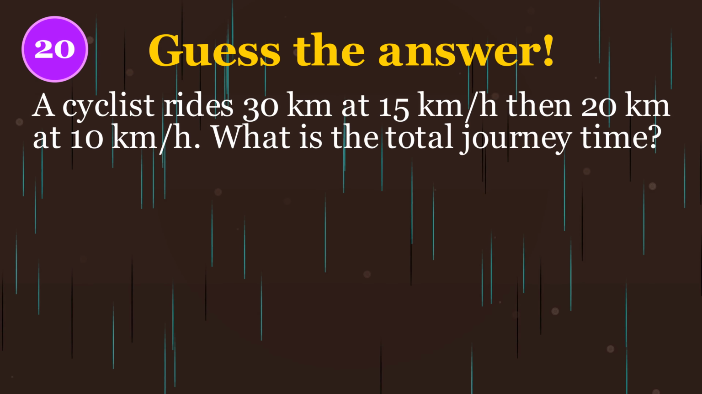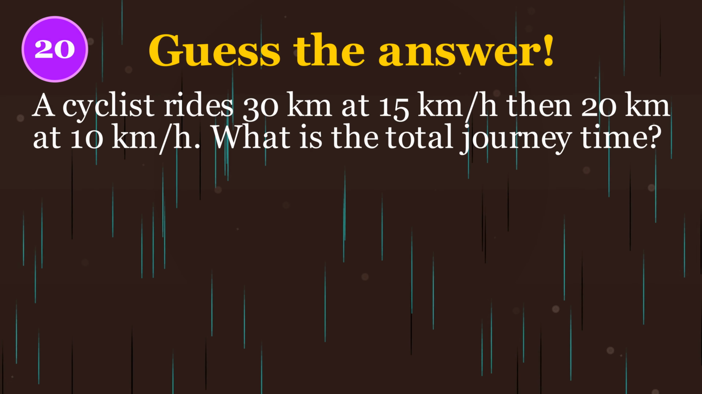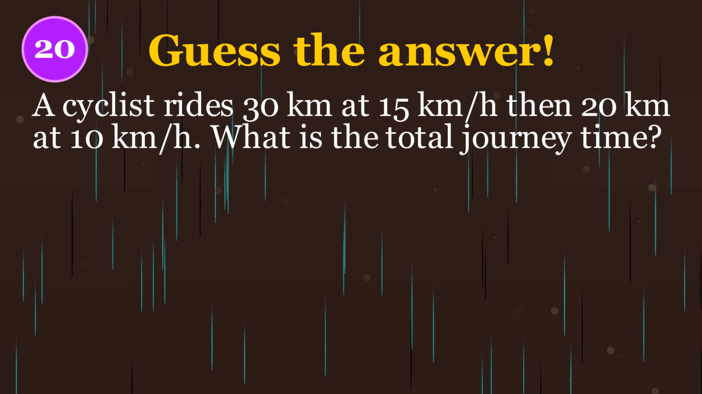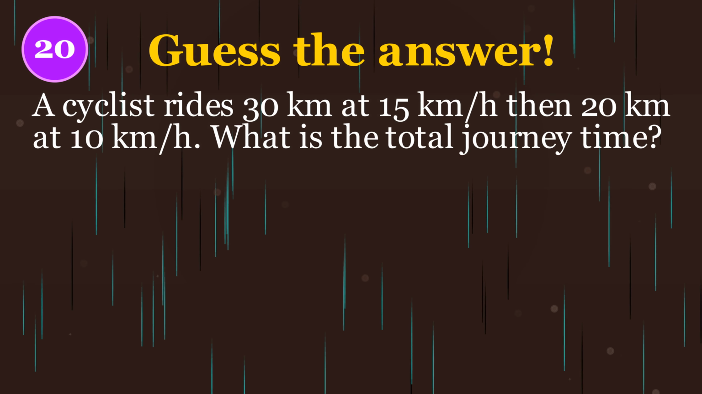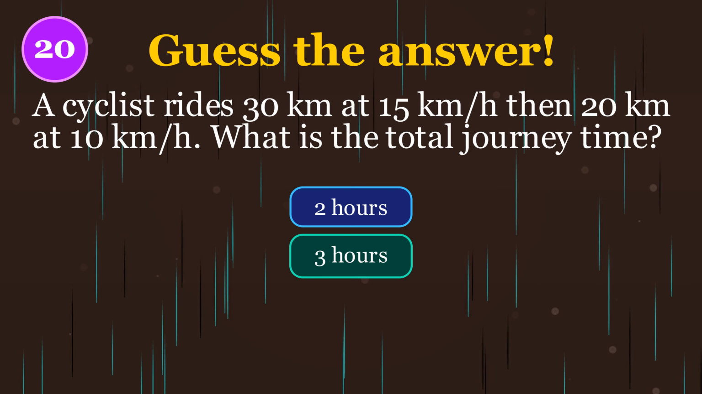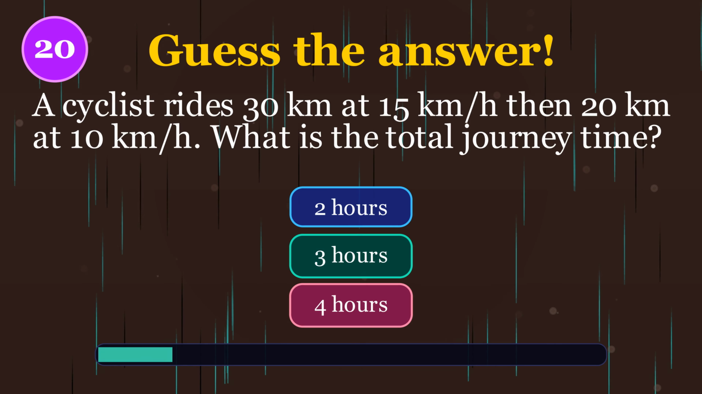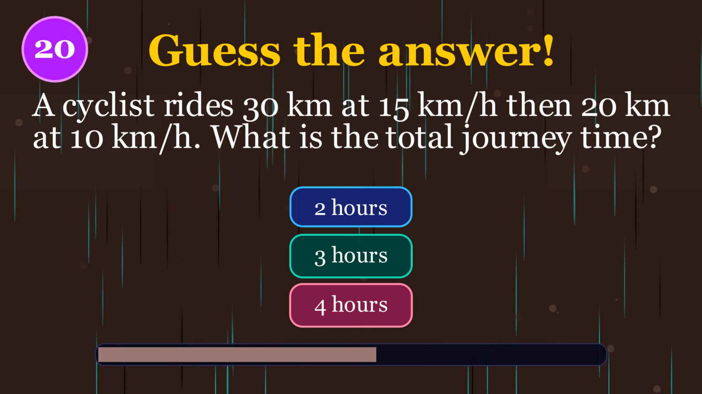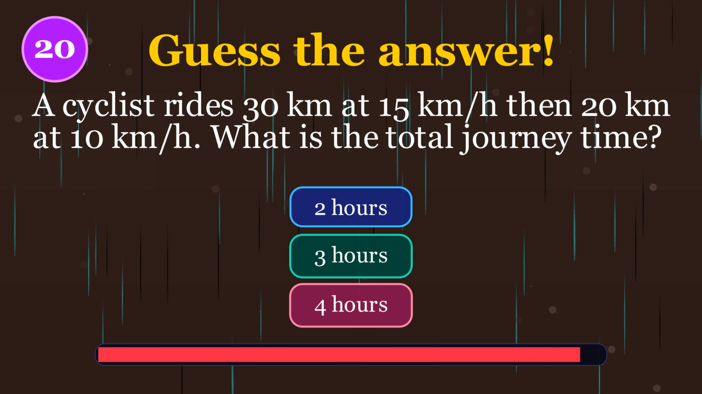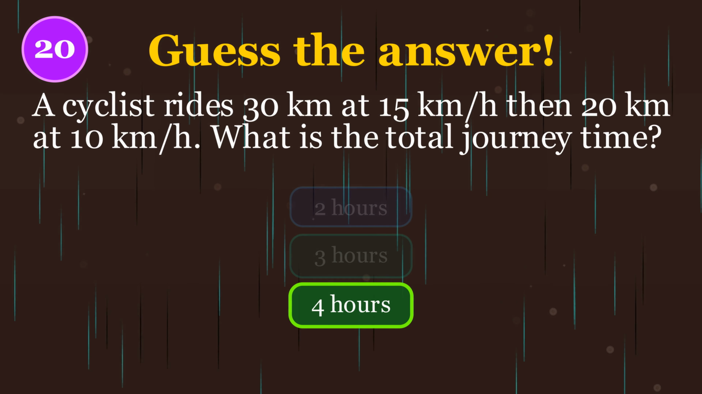A cyclist rides 30 km at 15 km per hour, then 20 km at 10 km per hour. What is the total journey time? 2 hours. 3 hours. 4 hours. The correct answer is 4 hours.